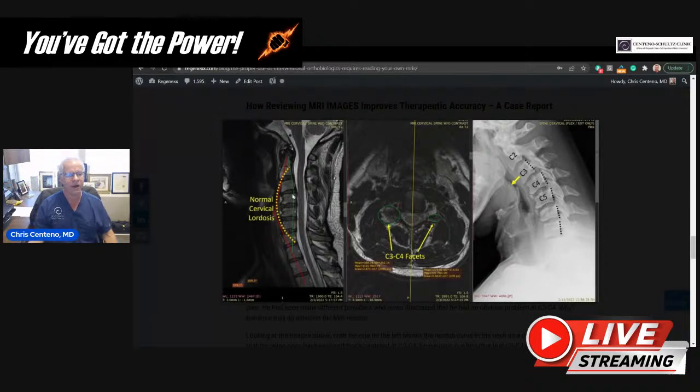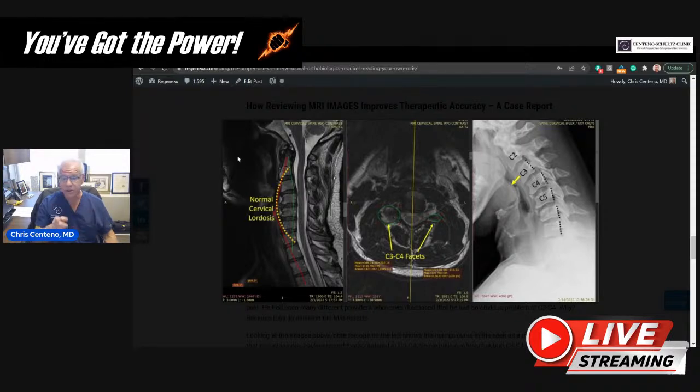As I walk through it today in the blog, which we'll put in the show notes so you can read it in more detail, there was loss of the normal curvature here. You can see this dotted line. That's about the normal curvature for the neck. But you can see this spine goes backwards, actually, and the apex of it going backwards is centered around C3-4.